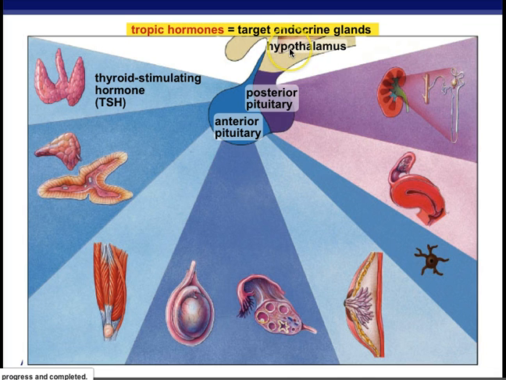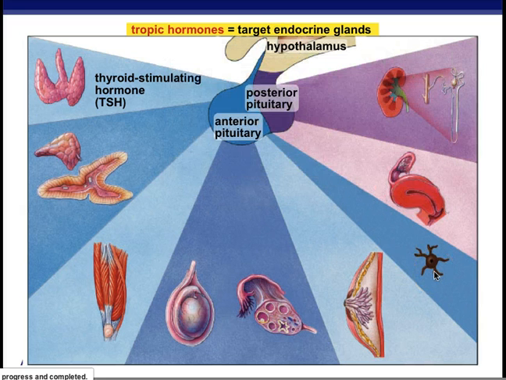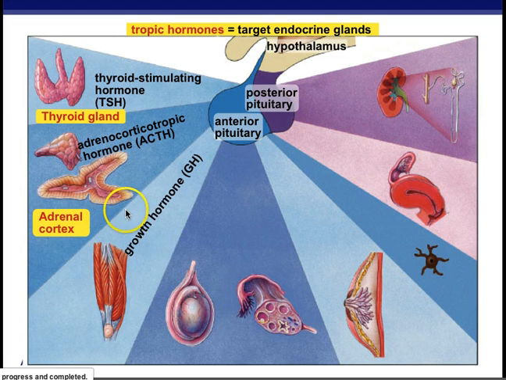So here's the hypothalamus. This is the nervous system part. See the posterior and anterior pituitary glands of the brain. Here's your thyroid in your throat. Thyroid stimulating hormone, TSH, targets your thyroid gland, which is sitting in your throat. Then adrenocorticotropic hormone targets your adrenal cortex.